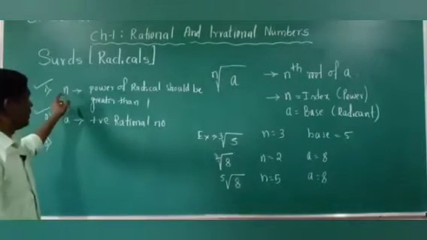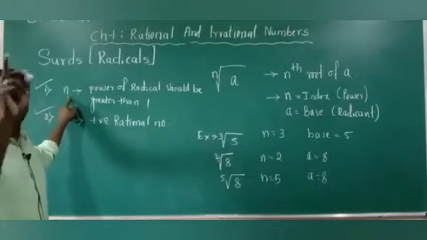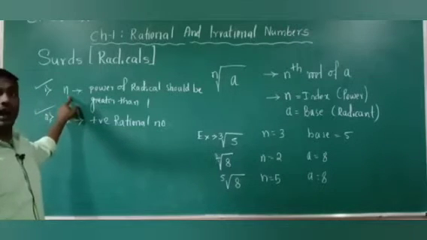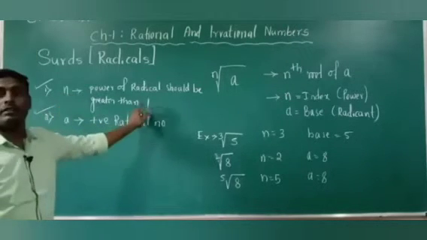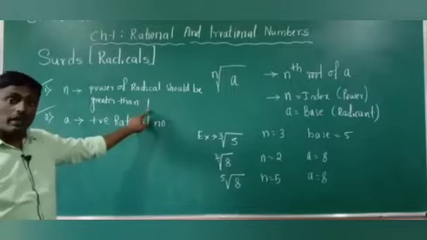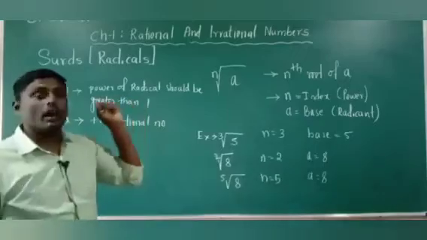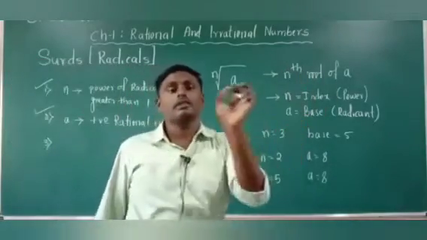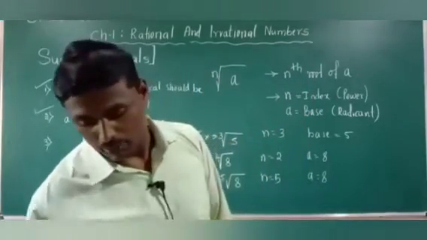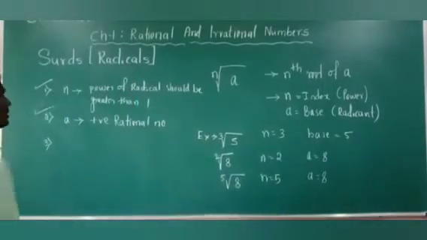First, n, the power of the radical, should be positive and always greater than 1. And the second condition is that the base or radicand is always a positive rational number. Let's see some examples.